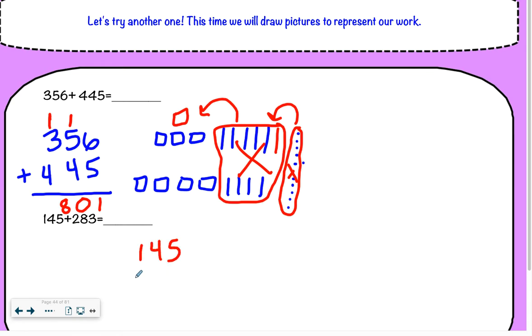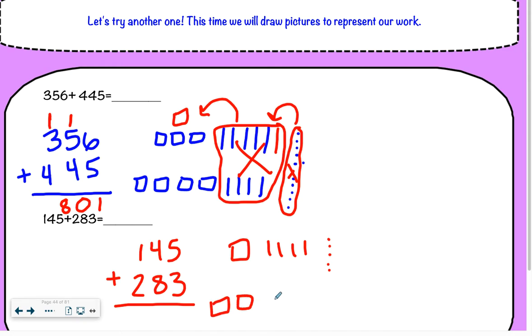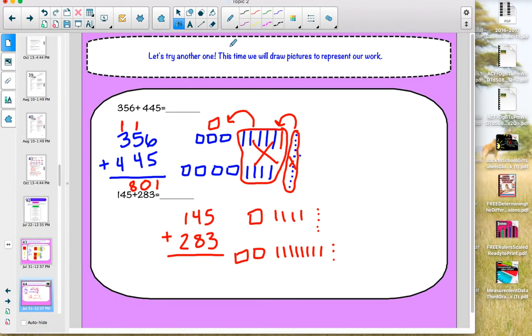145 plus 283. Adding those together, I'm going to show pictures to represent. So 100, 4 tens, 10, 20, 30, 40, 5 ones. 1, 2, 3, 4, 5. 283, so 100, 200, and then 83. 10, 20, 30, 40, 50, 60, 70, 80, and then 3 ones. 1, 2, 3. Okay, I'll grab a different color so it's easier for you to see and to understand.